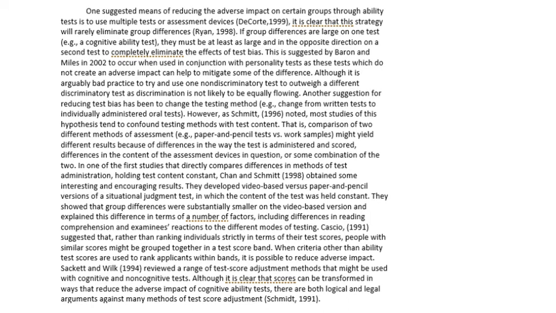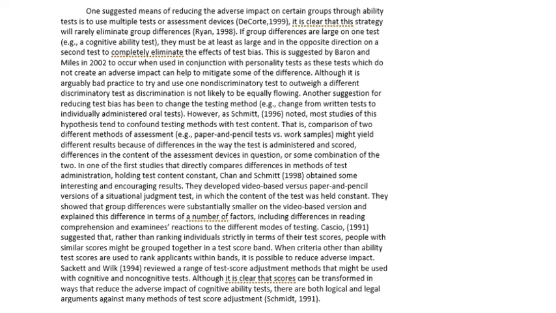Ryan, 1998. If group differences are large on one test, such as a cognitive ability test, they must be at least as large and in the opposite direction on a second test to completely eliminate the effects of test bias. This is suggested by Barrick and Mount in 2002 to occur when used in conjunction with personality tests, as these tests which do not create an adverse impact can help to mitigate some of the difference, though it is arguably bad practice to try and use one non-discriminatory test to outweigh a different discriminatory test, as discrimination is not likely to be equally flowing.